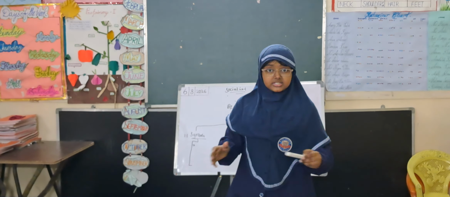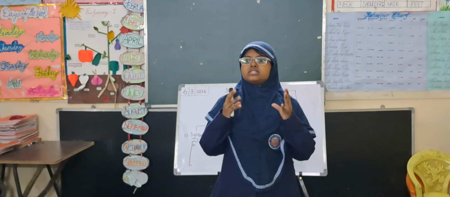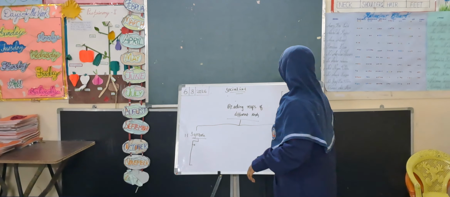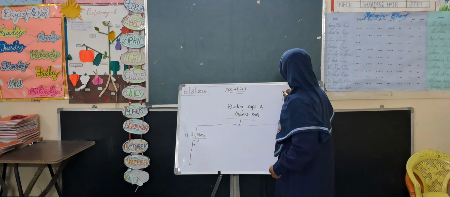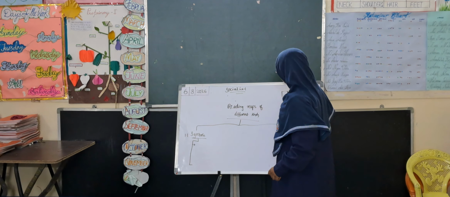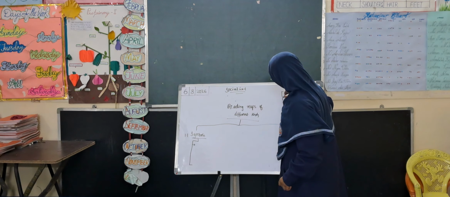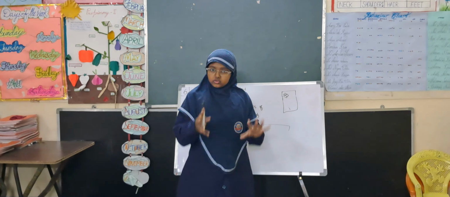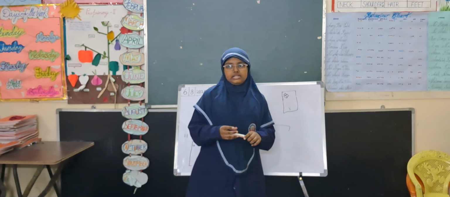Symbols also help us to explain things easily. If I draw a big school on a small map, it will be so congested. We cannot show the exact route, the exact ground, or the actual distance. But by using symbols, we can show it easily.